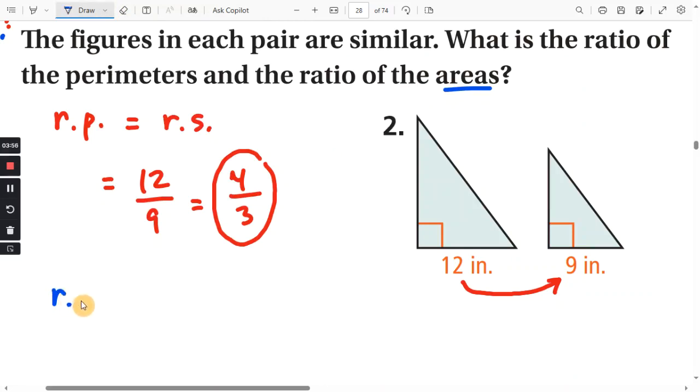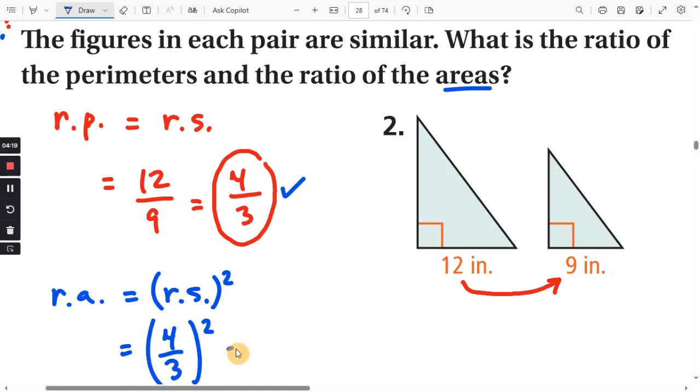And now, part 2, the ratio of the areas. We said that the ratio of the areas equals the ratio of the sides squared. So right here, what we did in part 1, that's the ratio of the perimeters and the ratio of the sides. Same thing. So we just want to take that and square it. If we do 4 over 3 squared, when you square a fraction, you square the numerator and denominator separately. So the numerator 4 gets squared, the denominator 3 gets squared. 4 times 4 is 16. 3 times 3 is 9. So that's it.